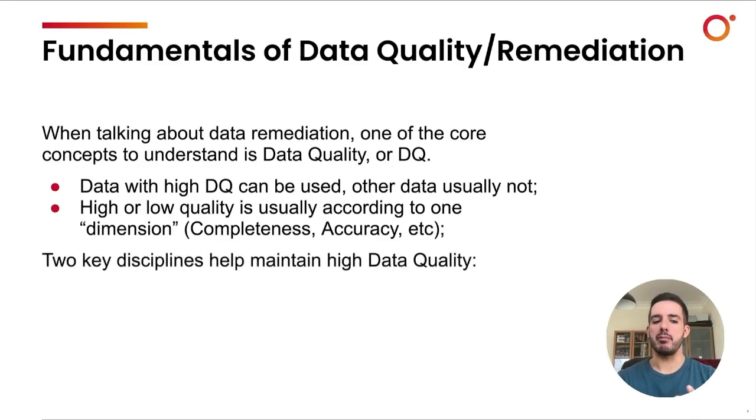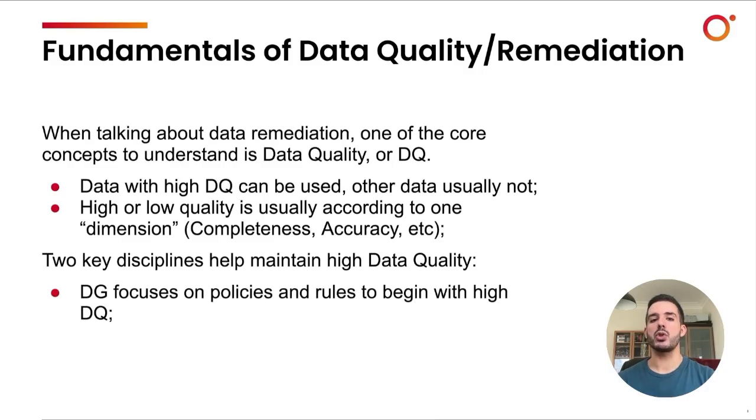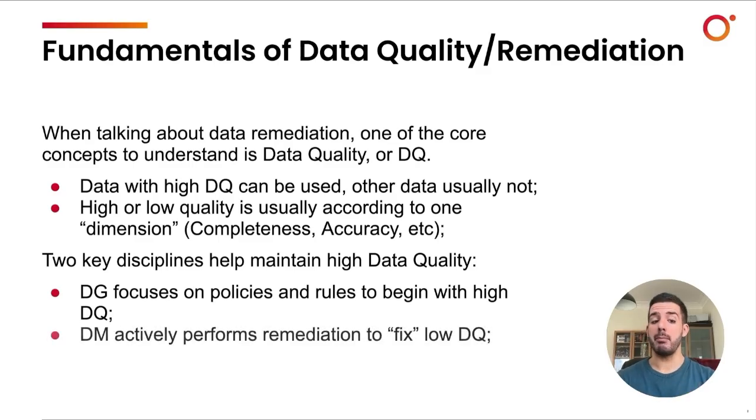And there are 2 key disciplines that help maintain high data quality: data management and data governance. Data governance, for example, focuses on the policies, on the data validity rules, and others to begin with high data quality in the first place. The goal is that you never even have to fix the data because the data already come in with high data quality. But then you have data management that focuses on actively performing remediation to fix low data quality.